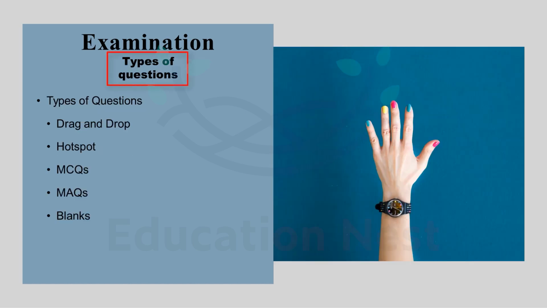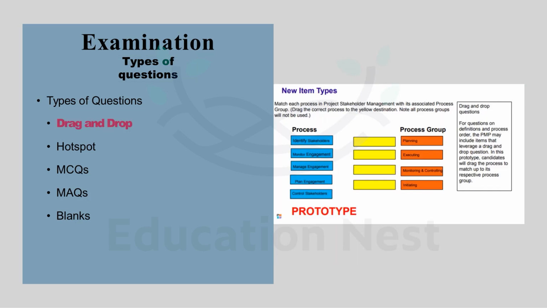Question types. Now, what are the different question types that we get to see in this exam? Typically, there are 5 ways in which we could get questions. Let's try and understand each one of them. The first thing is drag and drop. One of the questions could be a drag and drop type of question.